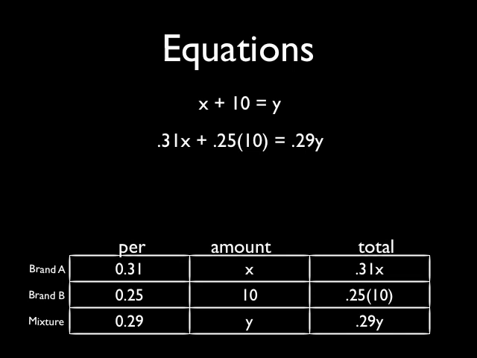That 0.31X is the number of pounds of protein from A. The 0.25 times 10 is the number of pounds of protein from B, and the 0.29Y is the number of pounds of protein in the mixture. So it does make sense to add those together and let them equal the total. So the first third of the problem was getting the chart. The second part of the problem is getting the equations. As soon as those make sense, you're allowed to move on, but don't move on before then.